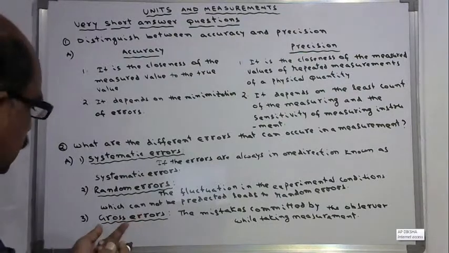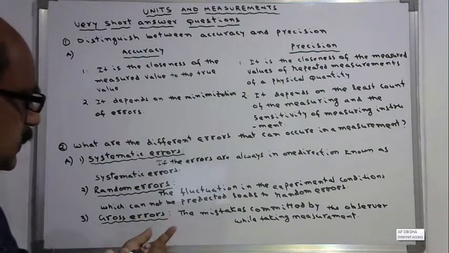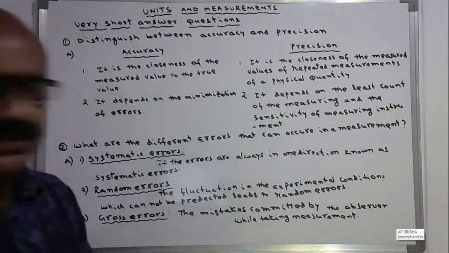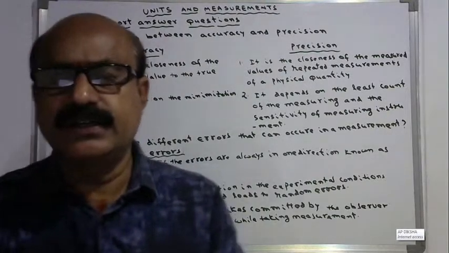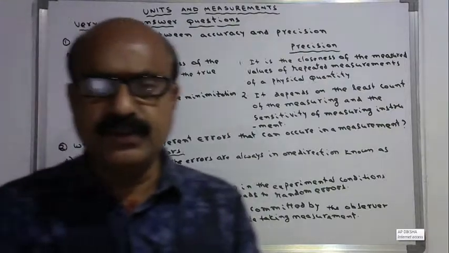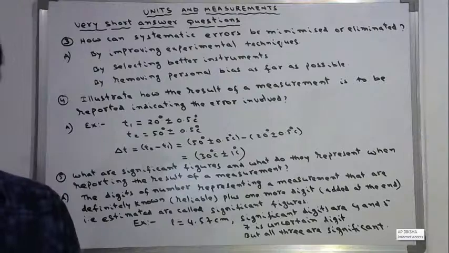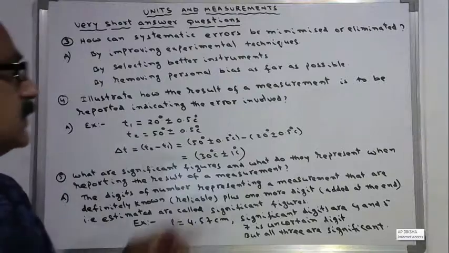And the next one is gross errors. See, a gross error is a mistake committed by the observer while taking the measurements, so irregular taking of the measurements. We can eliminate it in 3 different ways.